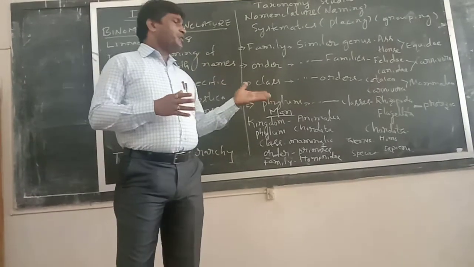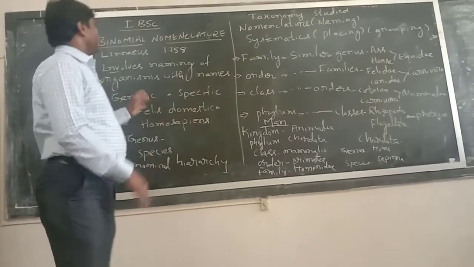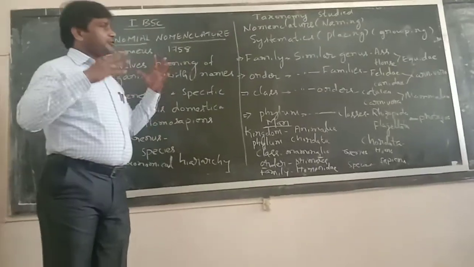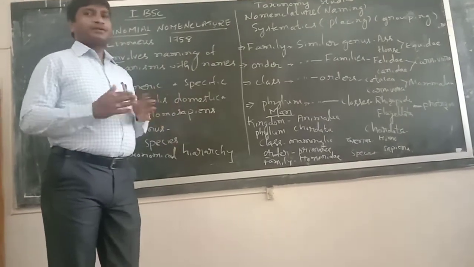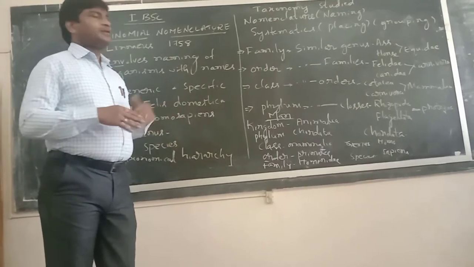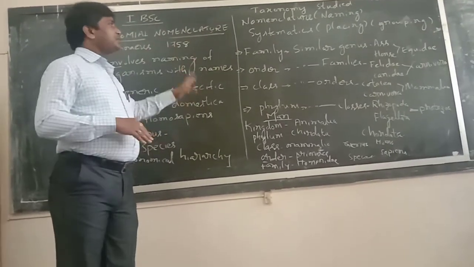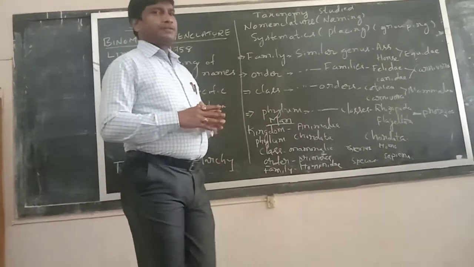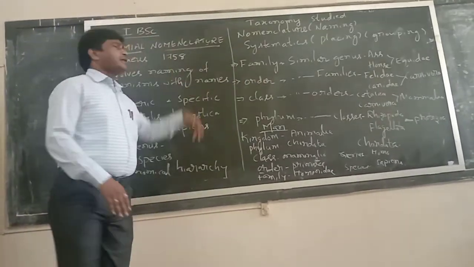That is the address of man in this system: Homo sapiens. This is called binomial nomenclature. If you know this thoroughly, we can understand the classification clearly. Unless we know about nomenclature and classification, we can't understand taxonomy. So that is binomial nomenclature.